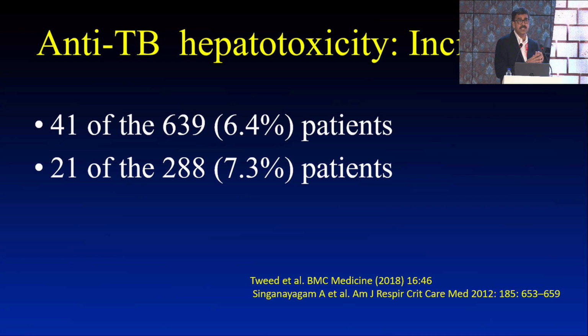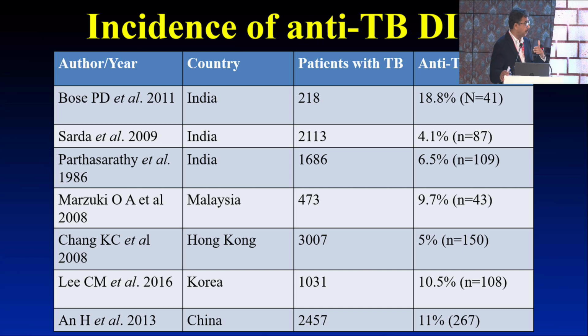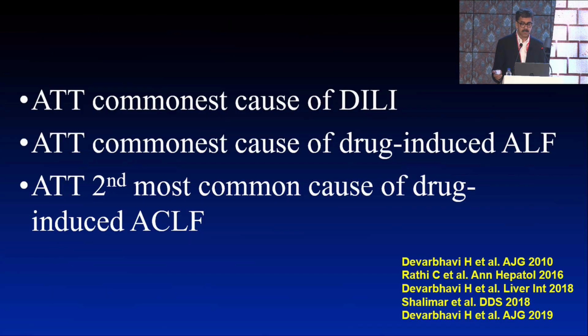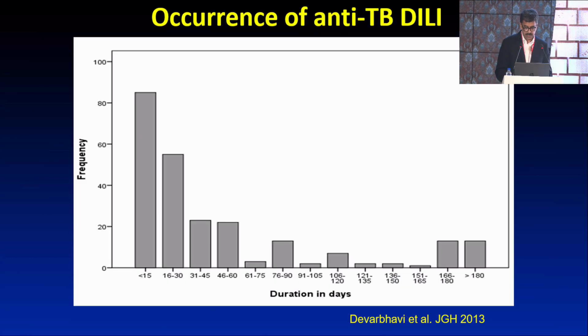Now, anti-TB drugs, the incidence, of course, varies depending on what definition you use. So it varies anywhere from about 5 to 10%. And these are well-controlled studies, so that's why I listed these 6 to 7%. But if you use both older studies as well as the recent studies, you'll find it varies from 10 to 20%. But if you look at recent studies, again, anywhere from 5 to 8% of patients in India. Now, anti-TB drug is the commonest cause of drug-induced acute liver failure. It's the second commonest cause of drug-induced acute and chronic liver failure from the Asia-Pacific studies.